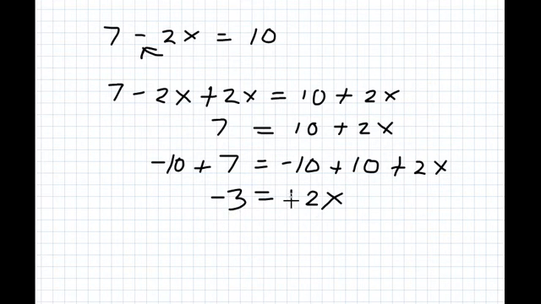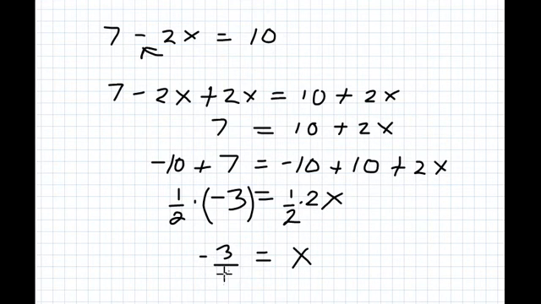Now what we want to do is multiply both sides by a half. I'm going to put a parentheses around that right there because of this negative. And so a half times 2 is just 1, and 1 times x is just x. And so then we end up with negative 3 over 2. So that's going to be our solution.